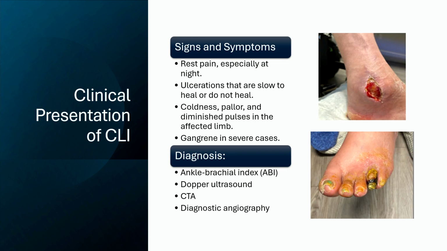So we talked about this too already. Signs and symptoms: rest pain, especially at night. It's really with leg elevation, I don't just say like at nighttime. I say whenever you get in the bed and you lift your legs up, or you get in the chair and you lift your legs up, are you having a lot of pain or numbness or discomfort? Is that happening for my patients? Ulcerations that are slow to heal or don't heal. Coldness, pallor, diminished pulses in the affected limb, and again, gangrene.